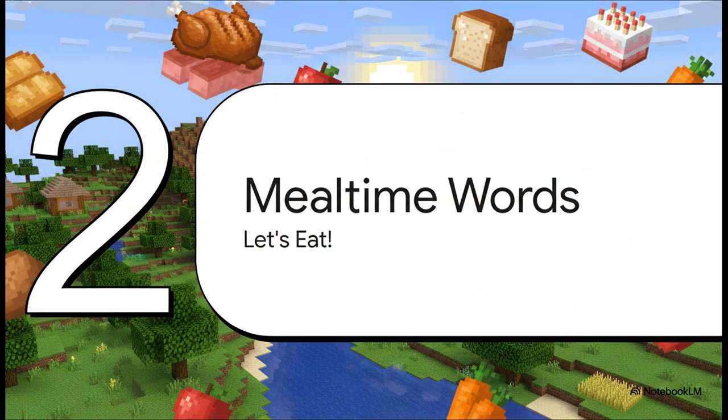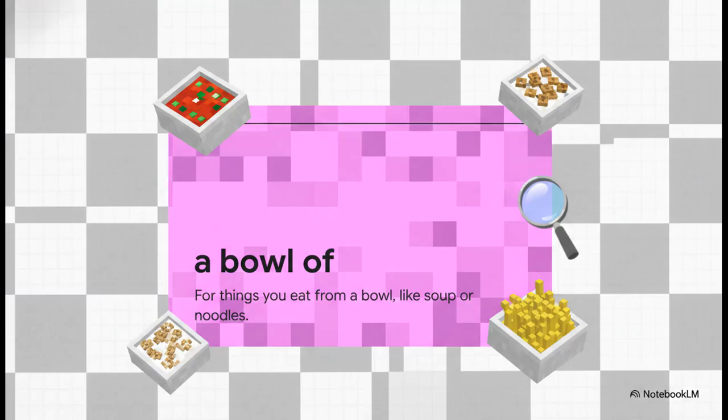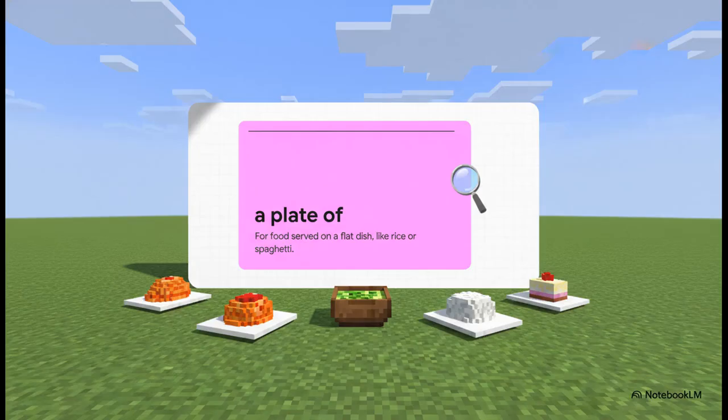First up, let's talk about mealtime. These are the words we use for all the delicious things we love to eat. Okay, remember our first question about the soup? Well, the magic word we need is bowl. We say a bowl of soup. This works for anything you'd eat from a deep, roundish dish, like a bowl of noodles or even a bowl of cereal for breakfast.